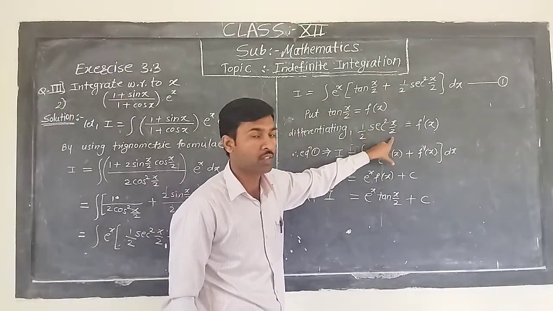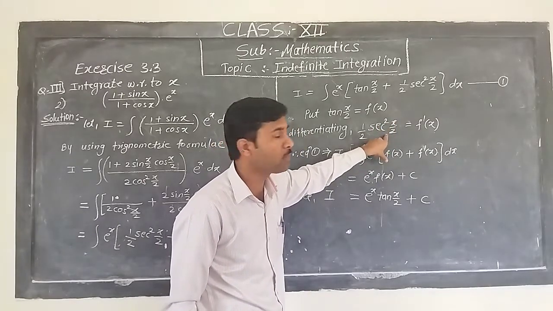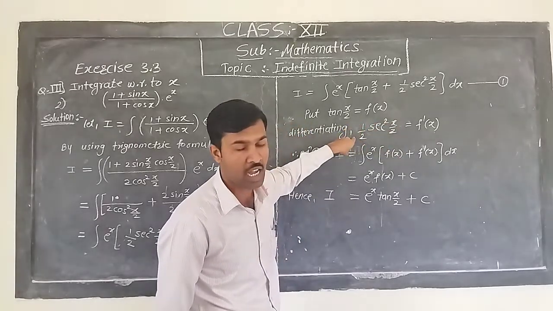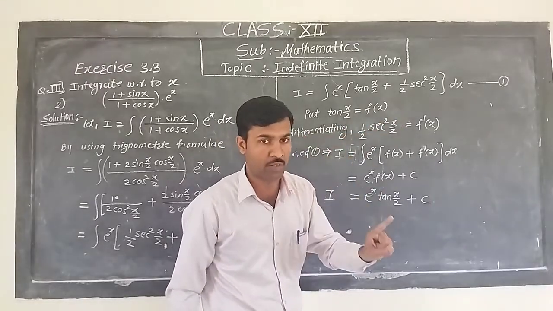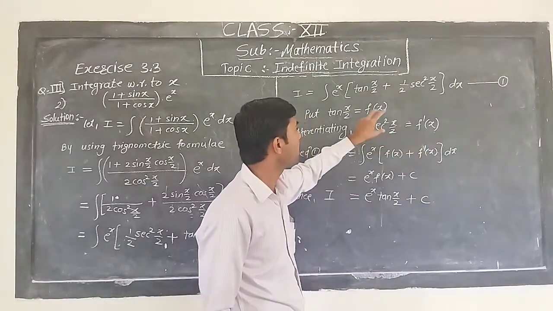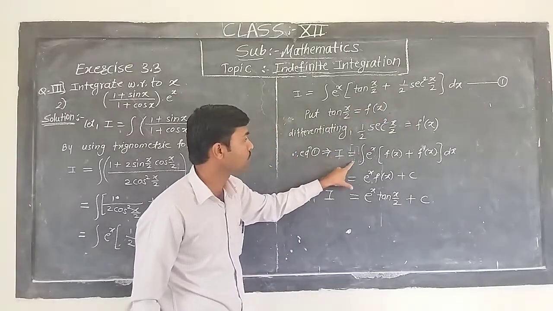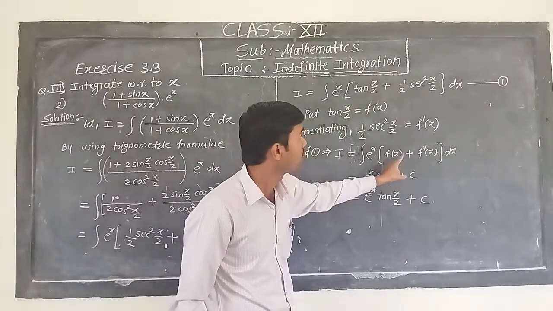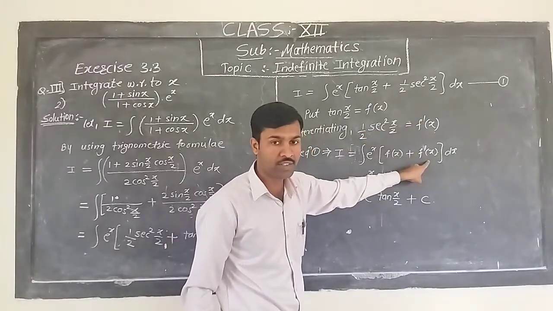But it is a composite function. Here the x by 2 term is present. So we have to take the derivative of x by 2 in multiplication, and the derivative of x by 2 is 1 upon 2, which is constant. So I write this 1 by 2 as it is, 1 upon 2 into the derivative of x with respect to x, which is 1. Okay, it is equal to the derivative of f of x, which is f dash x. If I replace this term by this term, then this function will be I is equal to integration of e raised to x into tan x by 2 replaced by f of x plus 1 upon 2 sec square x by 2 replaced by f dash x.